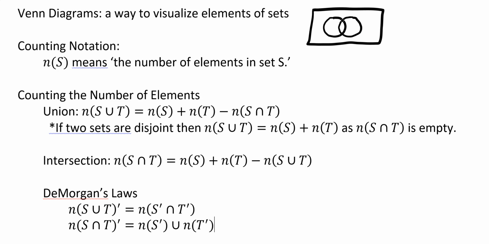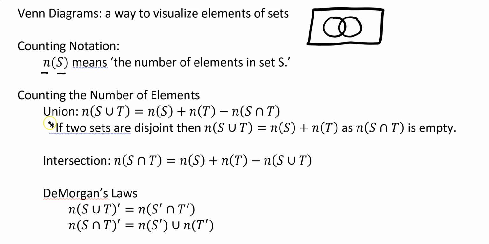Now, when we want to know how many items are in a set, we use this notation n for number, and then inside the parentheses, the set name. So here I'm using a generic S. So the number in set S.